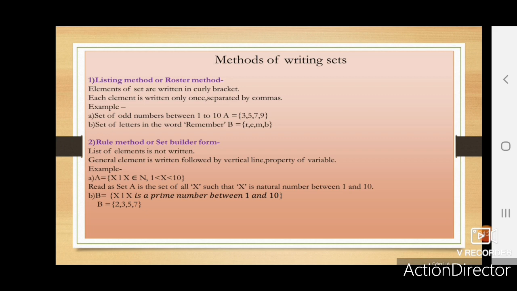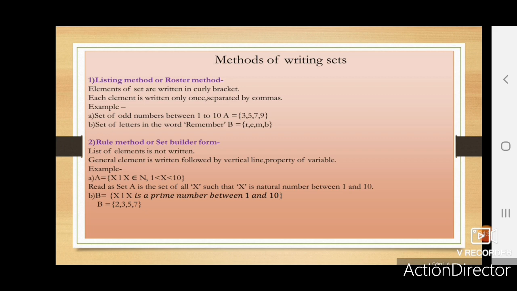Example. Set of odd numbers between 1 to 10. A is equal to 3, 5, 7, 9. Set of letters in the word remember. B is equal to R, E, M, B.